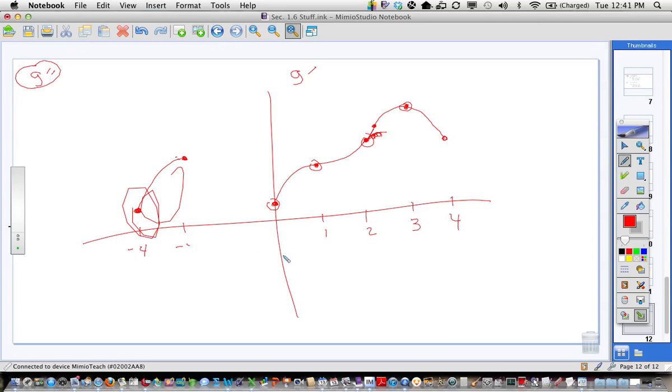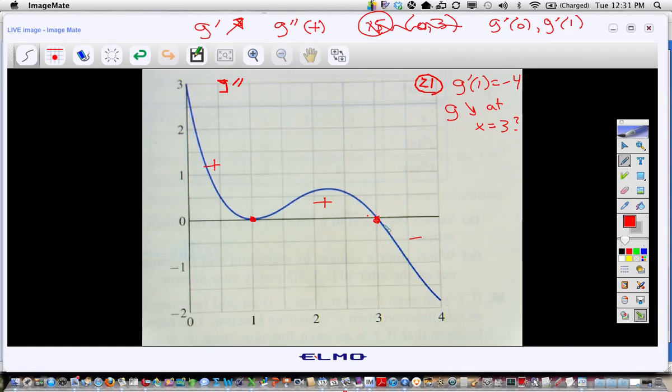Okay, what number are we on? 20. Okay, is G prime of pi greater than 3.5? Well, if we come back to this, pi would be about here, and 3.5 is right down here. What do you notice about G double prime that whole time? Yeah, but it's not decreasing we care about. It's negative we care about. So G double prime is negative this whole time, which tells me G prime is decreasing.